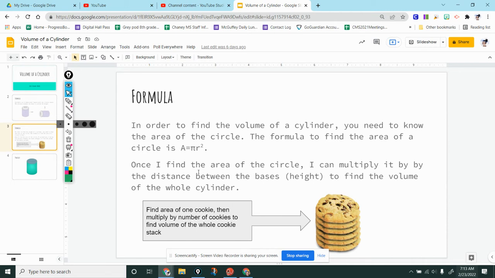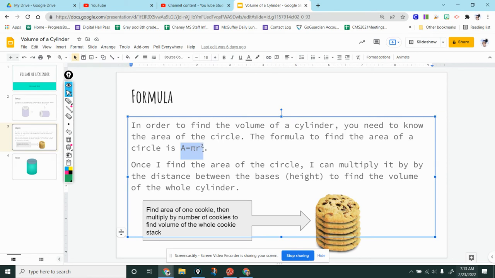So how do we find the volume of a cylinder? Well, we know the area of a circle, any circle, is pi r squared. We remember that from 7th grade. Pi being a constant irrational value that's a little bit more than 3. We tend to use 3.14 to estimate the value of pi, but remember that is an irrational number, which means it goes on and on forever without stopping and without repeating in a pattern. So once I find the area of the circle, I multiply it by the distance between the two bases, or the height, to find the volume of the whole cylinder.